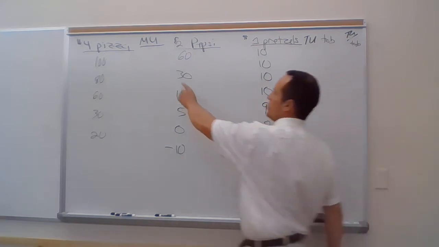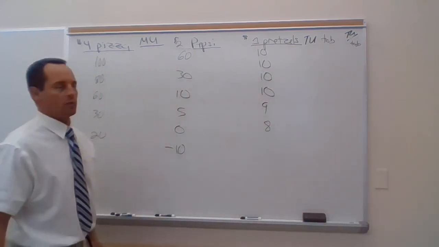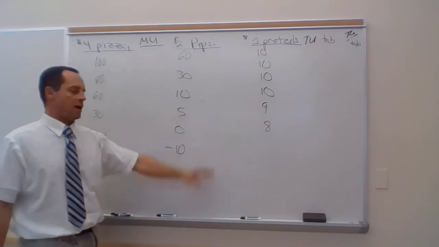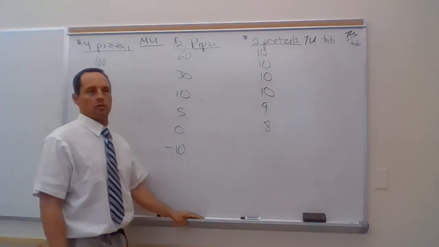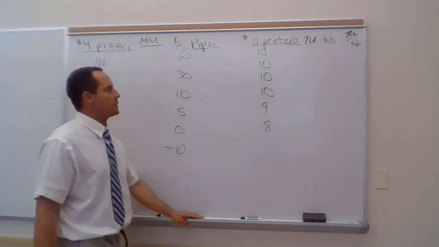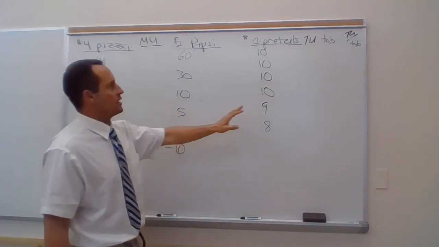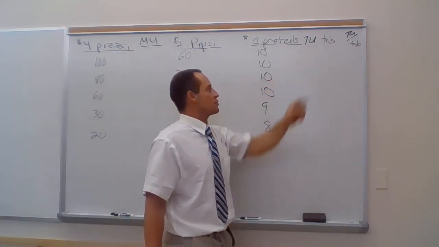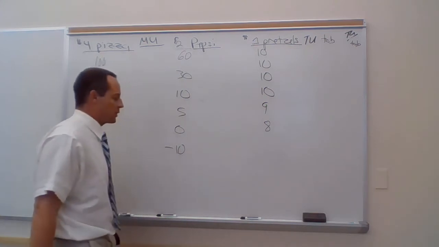These are MU, marginal utility. What does another slice of pizza or another can of Pepsi or another bag of pretzels bring us? What do they add to our happiness in terms of utility? Over here, I have total utility, our tab, and total utility over tab to see how far along we go.